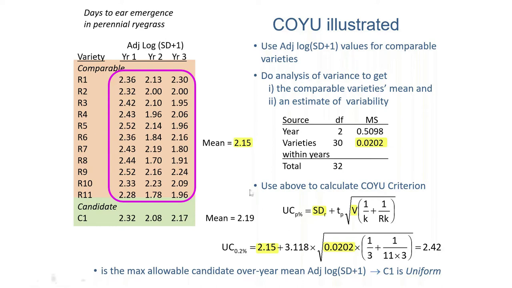So what we're doing here is we're comparing our candidate uniformity with, here is our reference variety uniformity plus a bit extra. So we are in essence comparing our candidate uniformities with the uniformity of the comparable varieties. And that is, as I described earlier, what we're doing with our uniformity testing.